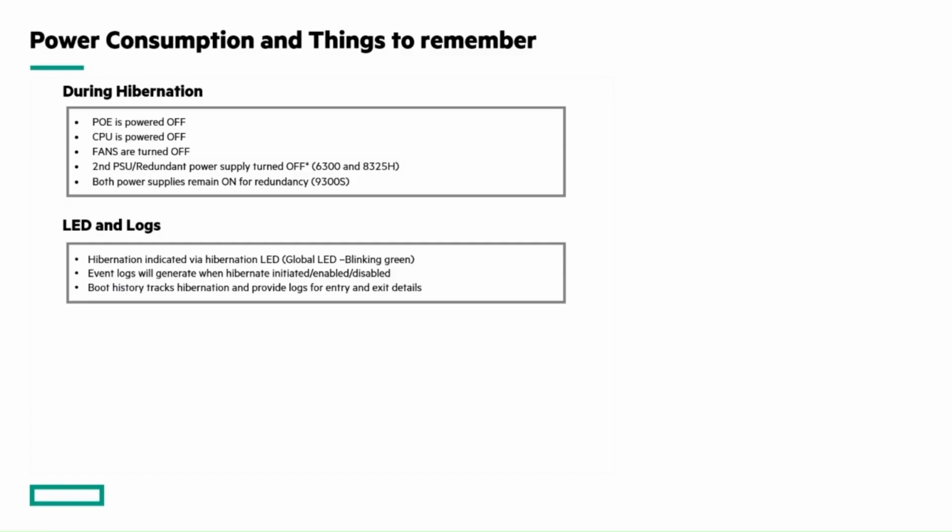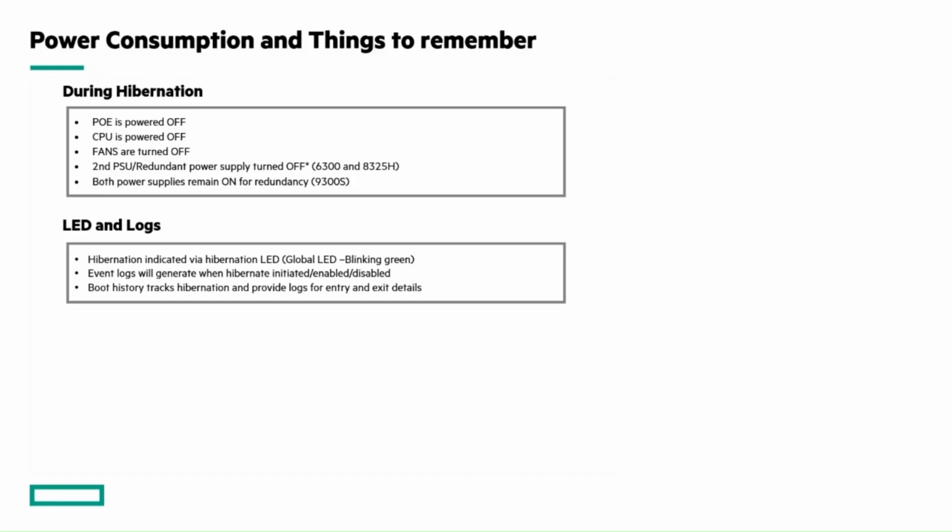And if you consider the LED and event logs, what event logs will be generated, and what is the LED status? In hibernation mode, the hibernation LED, which is also known as the global status LED, fades in and out in green color to indicate the hibernation. That is the LED status.